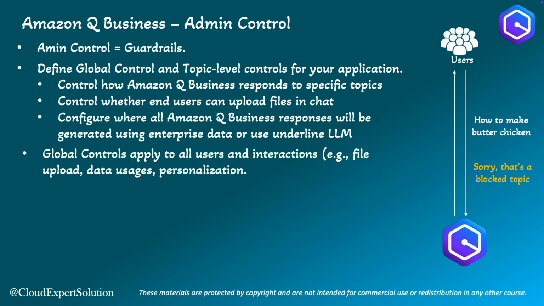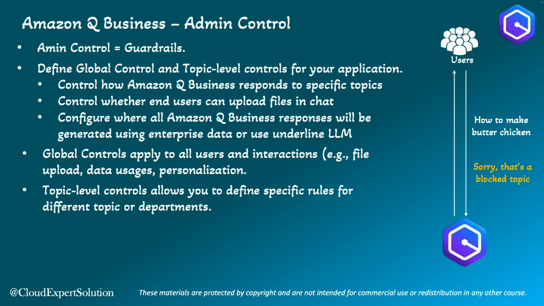Now, as we discussed, you have the option to define global control and topic level control. Global controls will be applied to all users and interactions. As an example, here you will be able to control whether you will allow users to upload files in the chat, or their data usage, like whether the responses will be generated using only enterprise data, or you want to leverage the underlying large language models if the answer is not available in your enterprise data. Also, you can personalize the chat responses using global control.